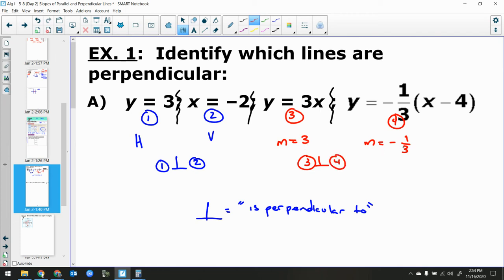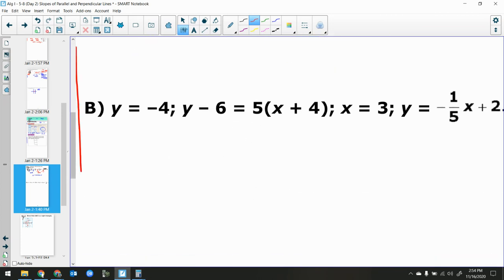This one's positive, this one's negative. This is 3, this is 1/3. You know, we can consider this 3/1, right? So that's why if we flip them, we can see that. Okay. All right, so why don't you pause and try this one? See if you can figure out which lines are perpendicular to one another. Again, this is how we're going to split it. This is line 1, this is line 2, and line 3, and line 4.